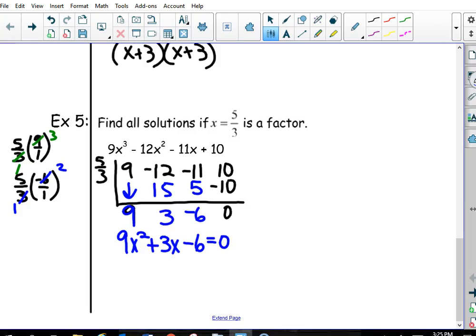Well, no perfect squares on A and C. If I take 9 times 6, I'm going to get a really large number. I can't see the AC factoring. It could be factorable, but it sure isn't easy to factor. So I'm going to use the quadratic formula.